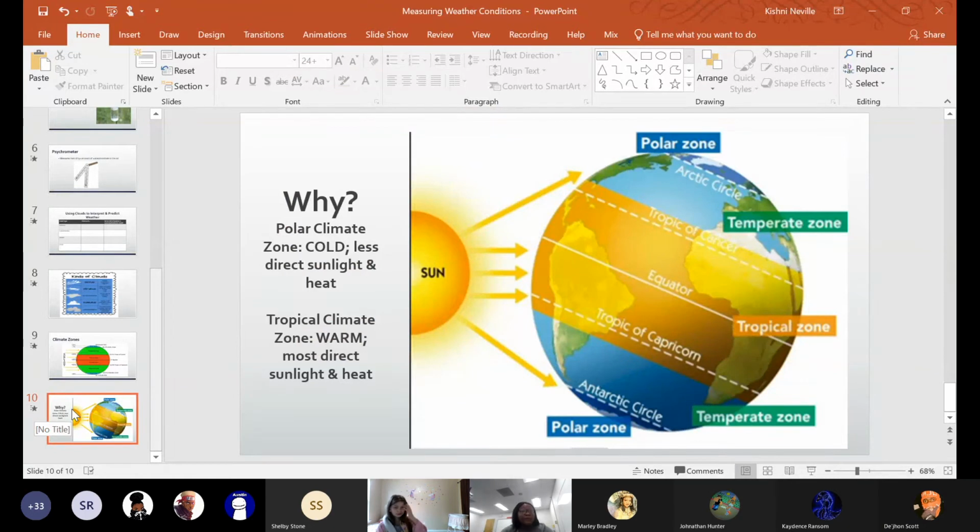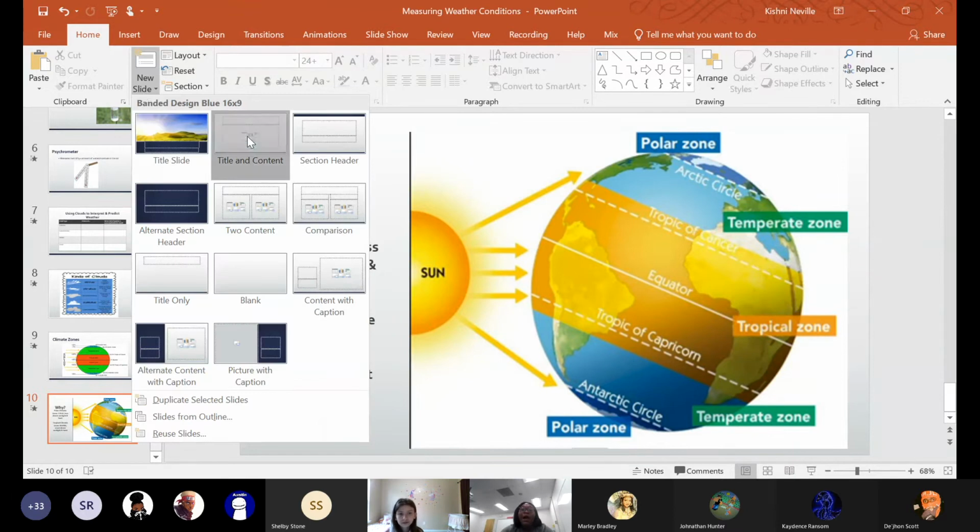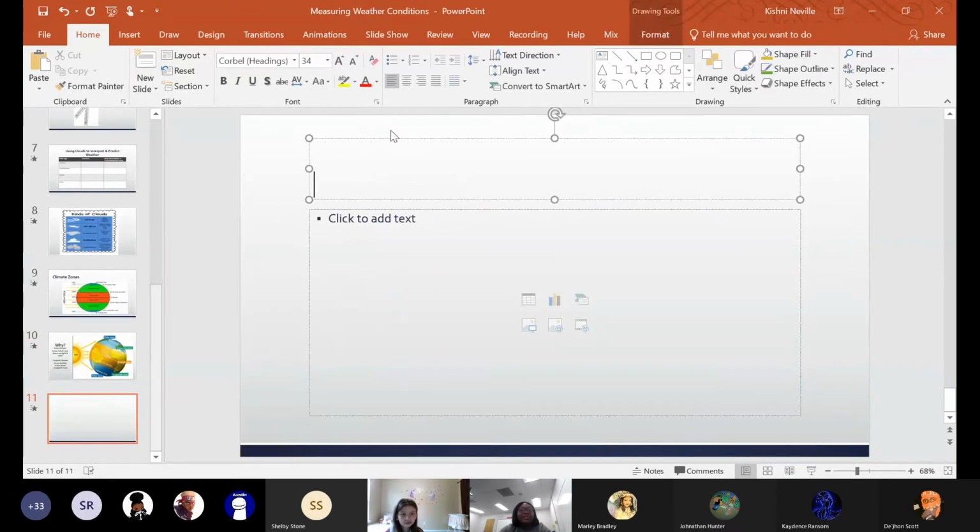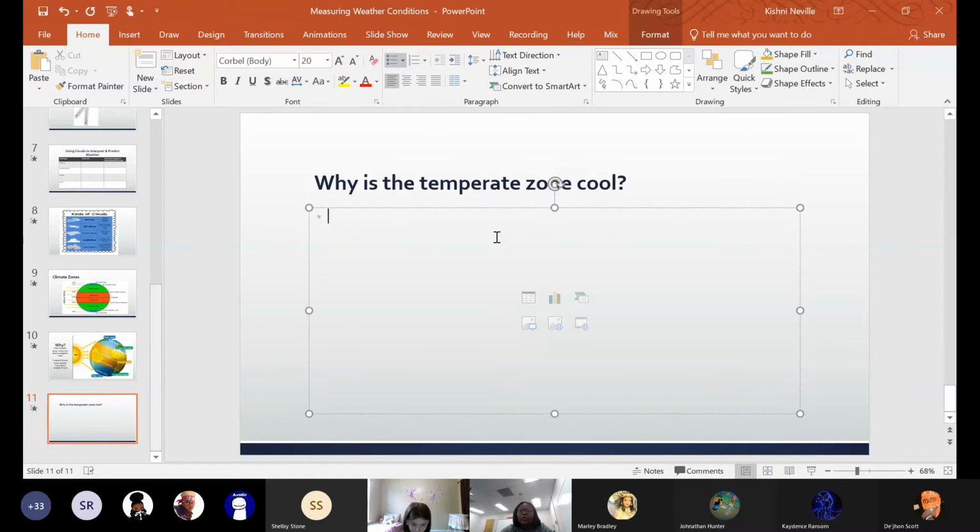So let's talk about, and this is being recorded if Miss Neville's going too fast for you, why the temperate zone, that's what we're writing next in our notes, is cool, not too warm and not too hot. Why is our temperate zone cool?